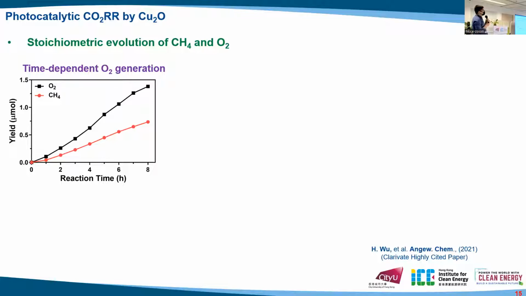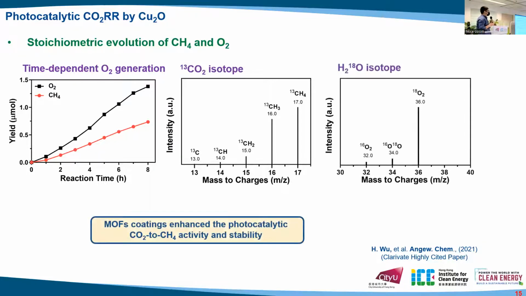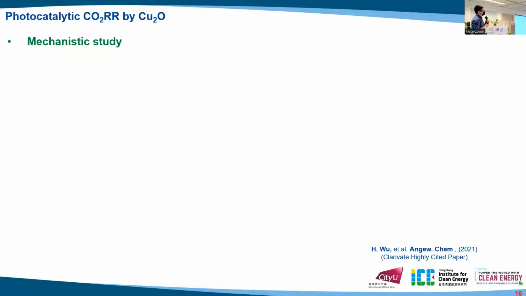And since we involved MOFs in the photocatalyst design, which is a carbon-based material, we were wondering if the produced methane and oxygen are indeed from the carbon dioxide reduction reaction. So we did the isotope experiments using carbon dioxide with carbon-13 and water with oxygen-18. The results collectively suggest that the produced methane and oxygen are not from the parasitic reaction of the photocatalyst itself. Upon knowing that, we are now in a position to understand the underlying mechanism behind the improved activity and stability.